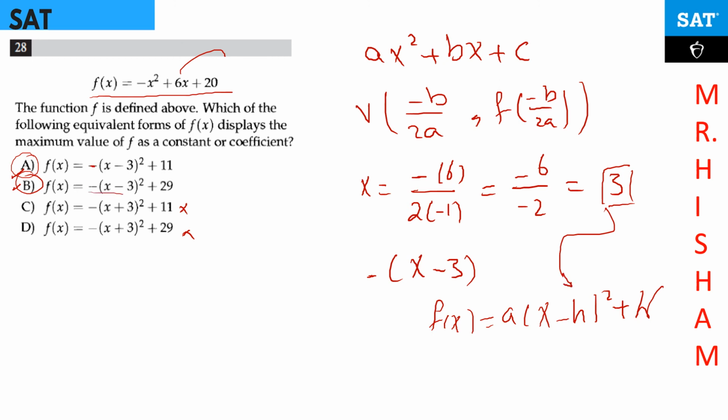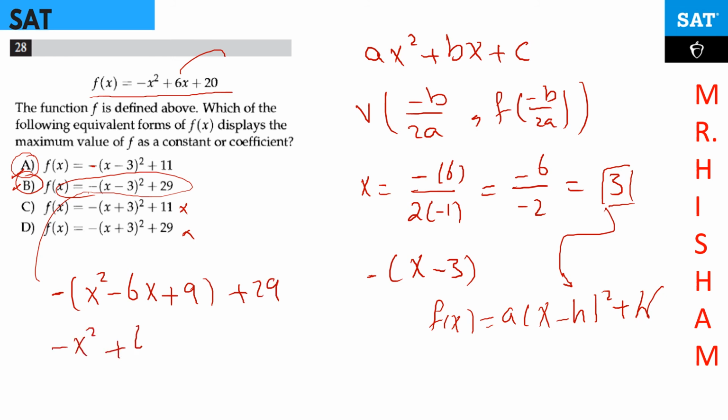Now let's expand this one. Negative, and the bracket to the power of 2 gives me 3 terms, plus 29. So it's negative x squared plus 6x minus 9 plus 29. And positive 29 with negative 9 is positive what? Positive 20. So the right answer is B. The right answer is B.